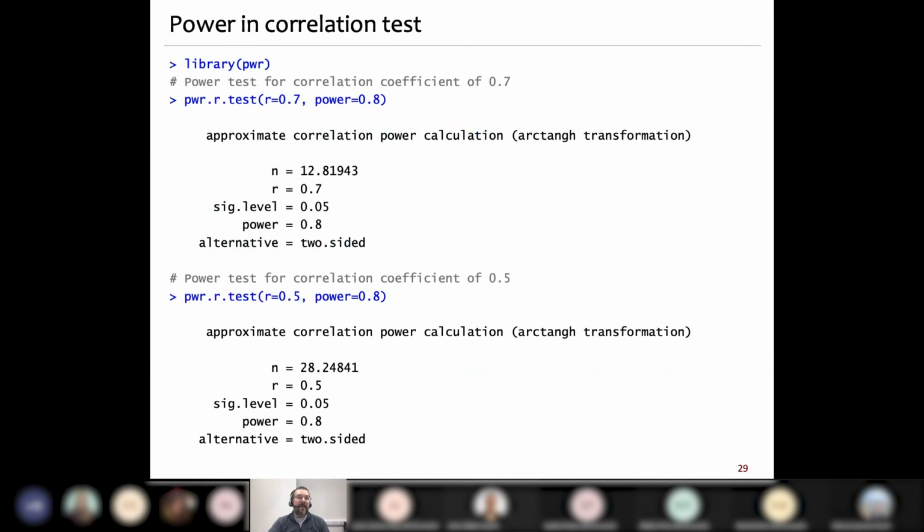Very similar and a bit easier for correlation test. You do power test, pwr.r.test, and you simply provide it with a correlation coefficient and the requested power, and essentially that's it. The top example shows a sample size of about 13, which is required to detect a correlation of 0.7. If you want to detect a smaller correlation like 0.5, you would need a larger sample size.